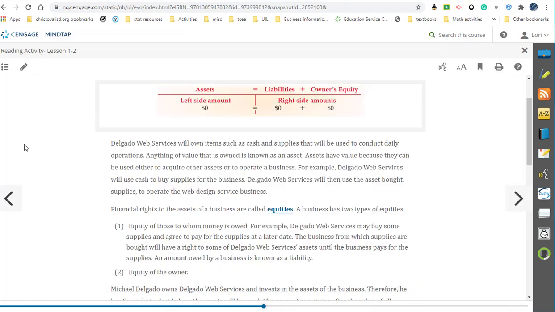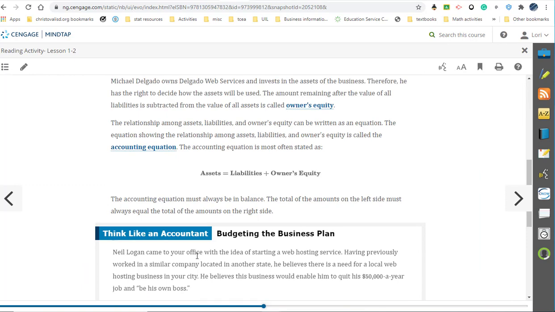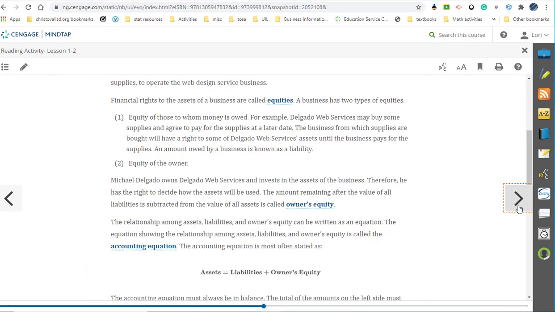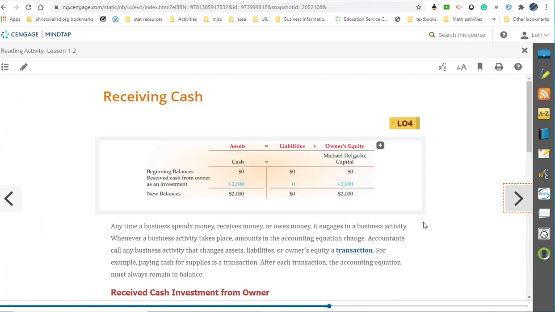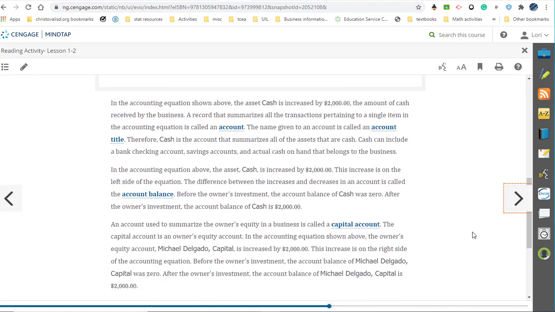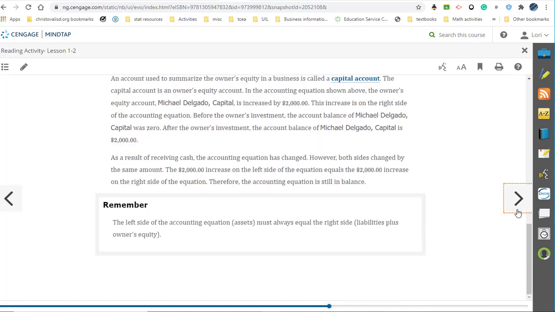So let's go back to the assignment. And so we're going to be looking at how these different things affect owner's equity. And so if you'll read through the book, I'm not going to read through this with you, but it's going to show you what it started off with and then what did we increase. So if we begin with cash, we're going to add to both the capital and the cash. That's if you receive an investment from the owner.